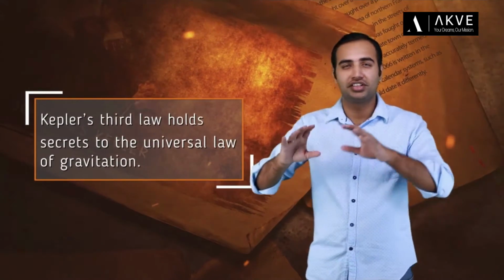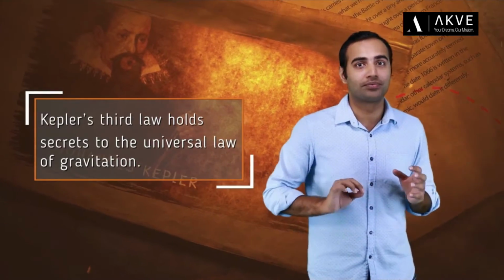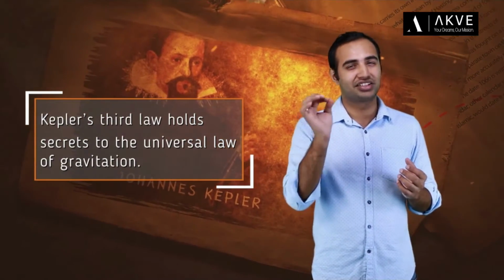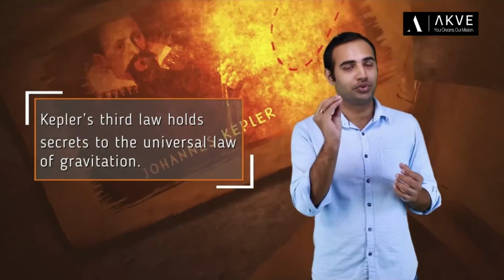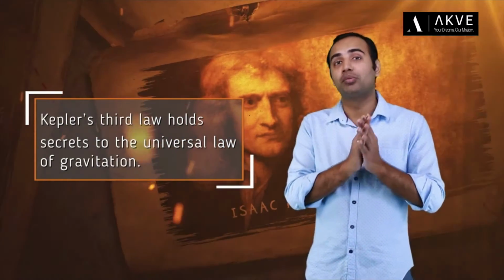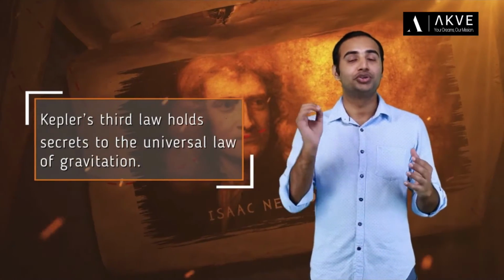But as it turns out, Kepler's third law essentially holds secrets for the universal law of gravitation as well. Now, Kepler himself couldn't find it, but his successor, Isaac Newton, a generation later, was able to do so. So let's go ahead and see how Newton formulated his argument about the universal law of gravitation using Kepler's third law.